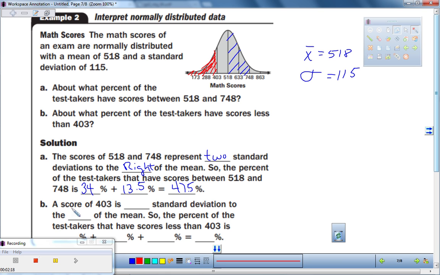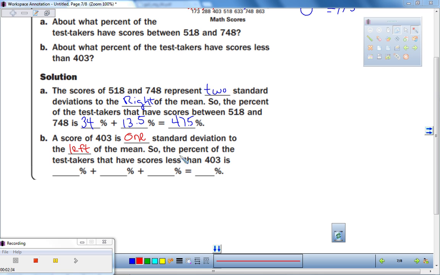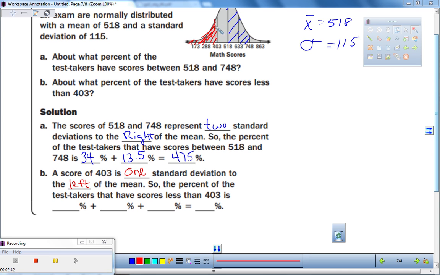A score of 403 would be one standard deviation to the left. So we're looking for the ones that are below the mean. The percentage of the test takers that have scores less than 403 is going to be, you add the areas that I highlighted up here.